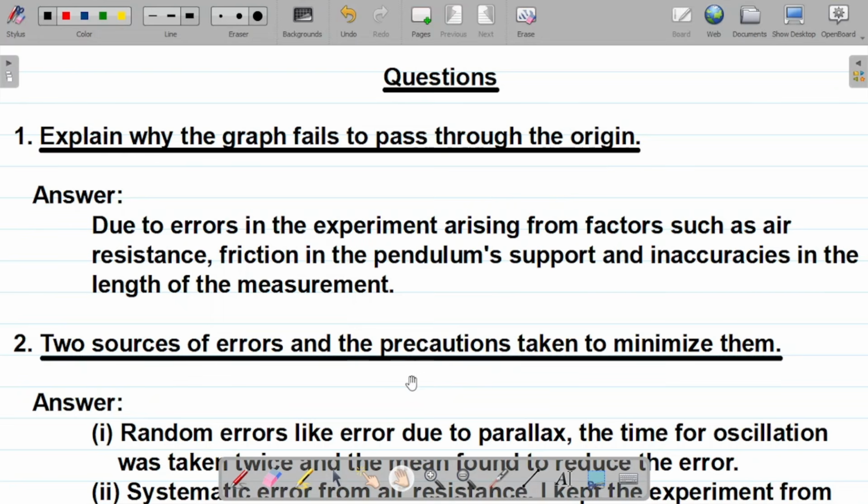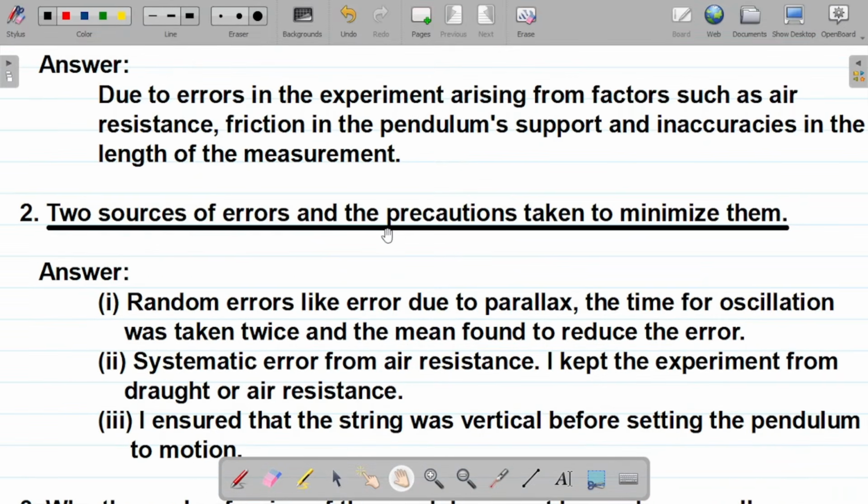Number 2 says list 2 sources of error and the precautions taken to minimize them. Now the answer is this. Number 1, one of the kinds of error we can encounter in this experiment is called random errors. Random errors, for example, error due to what? Parallax. So how do we minimize them?